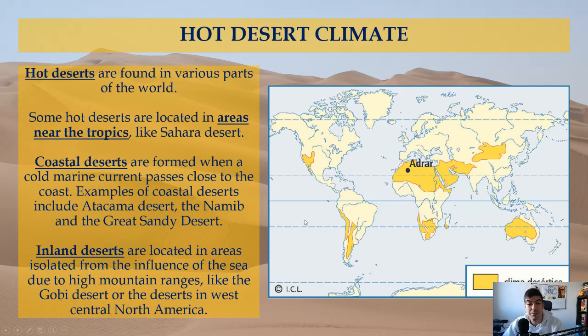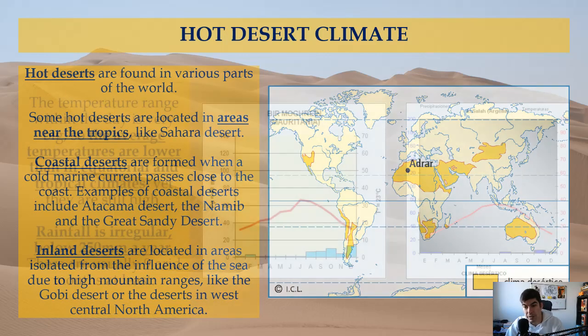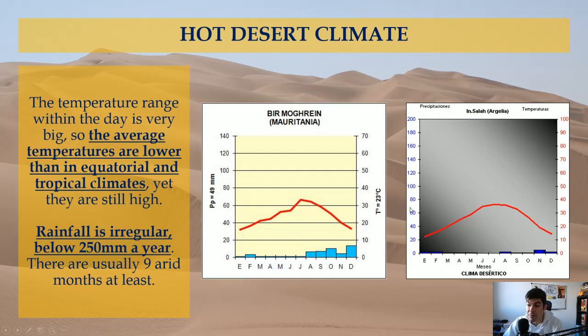Well, the deserts can be coastal deserts and inland deserts because of the influence of the marine currents, but this is not important. So let's go. Here you have the climate graphs.